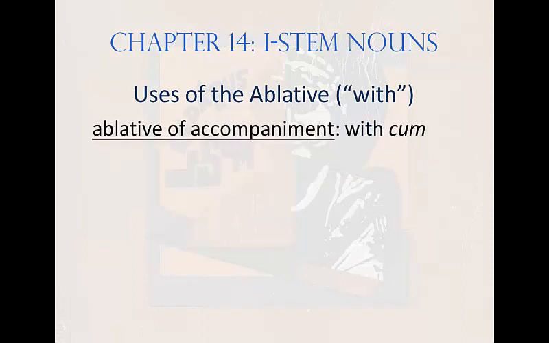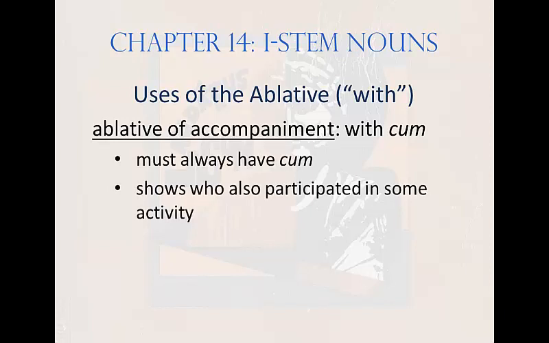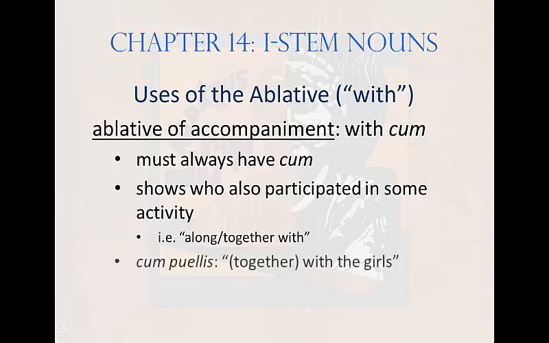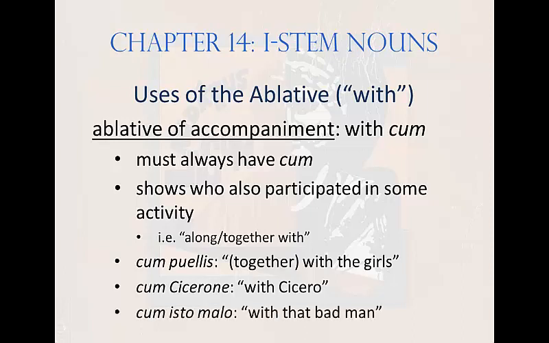The third use of the ablative Mr. Wheelock discusses is the ablative of accompaniment, which must always have cum. It shows who also participated in some activity, thus is best translated in English as along or together with. Here are three Latin examples of the ablative of accompaniment. Cum puellis, meaning together with the girls. Or cum Cicerone, with Cicero. Or cum isto malo, with that bad man.